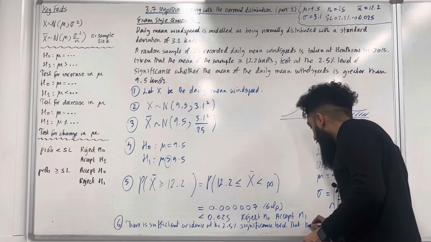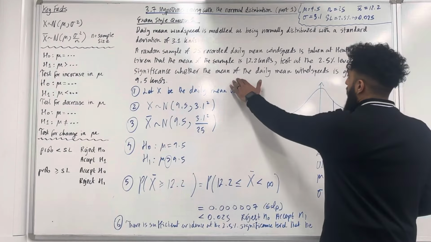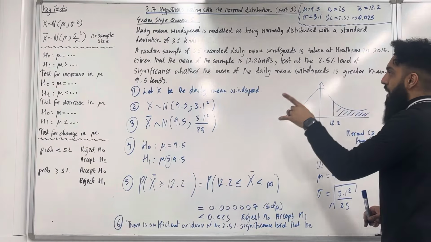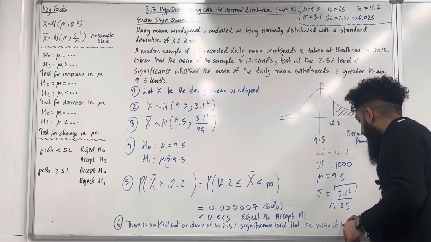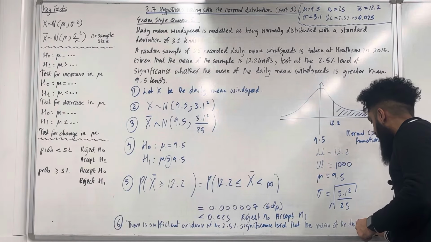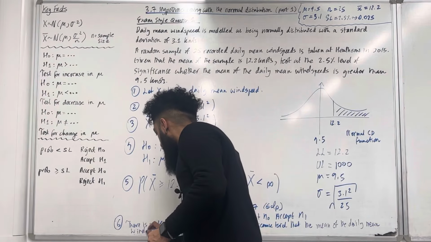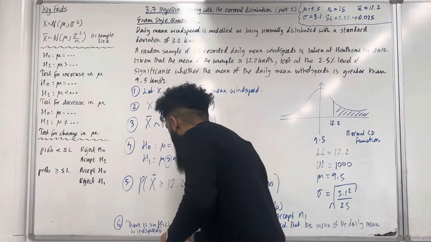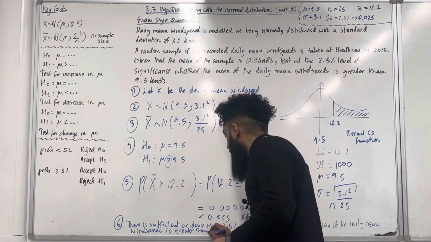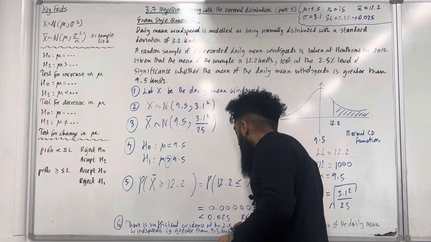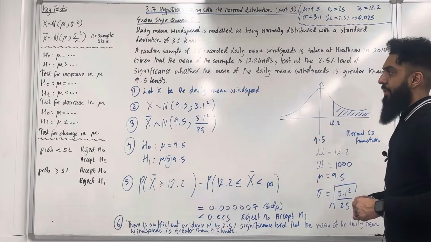that to finish off the sentence, you go back to the wording of the question. Mean of the daily mean wind speed is greater than 9.5 knots. Mean of the daily mean wind speeds is greater than 9.5 knots. And that there completes step number 6 and this particular exam style question.